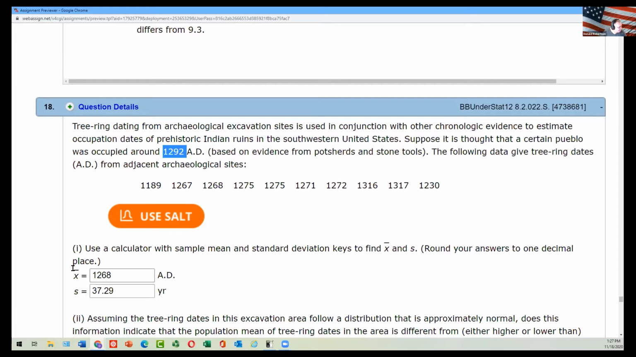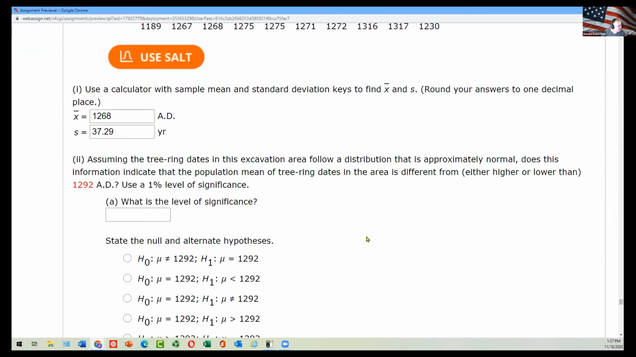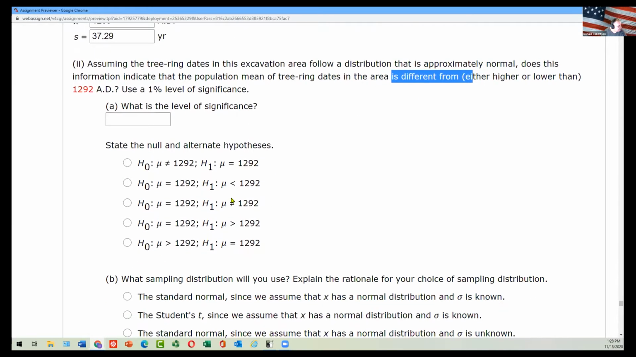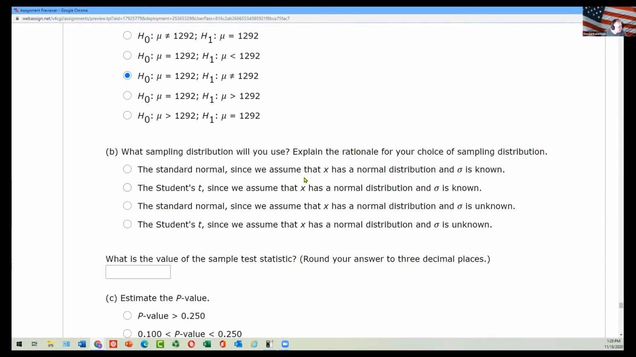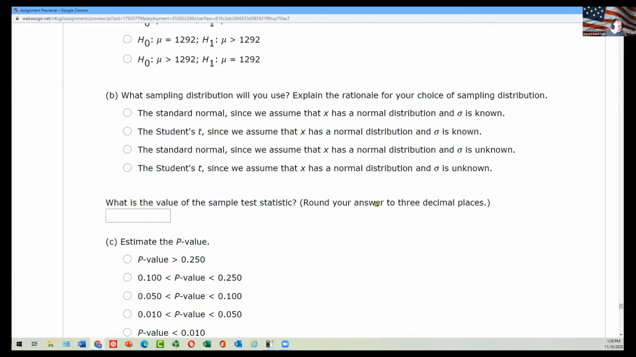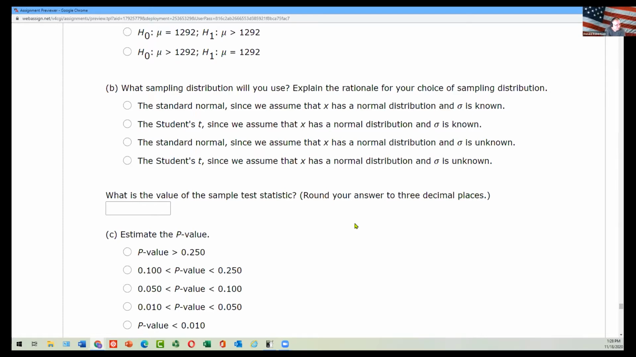So let's find out. Use SALT. Oh, we need to know what we're trying to prove. Does this information indicate that the mean of the tree ring is different, right? So the keyword here is different from 1292. And there's only one of them that has the not equal sign, right? That one. So it's the third dot. Now, what sampling distribution? Okay, dot 1, 2, 3, or 4. It's the same question every time. Where have they hidden the right one this time? 4.